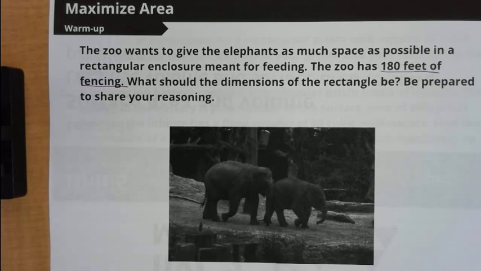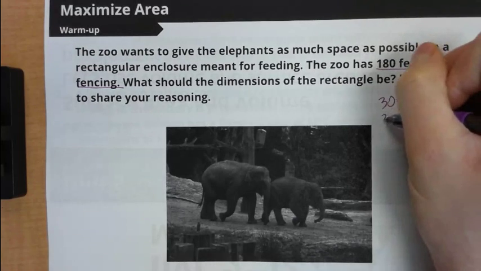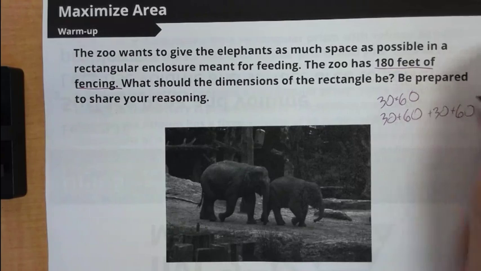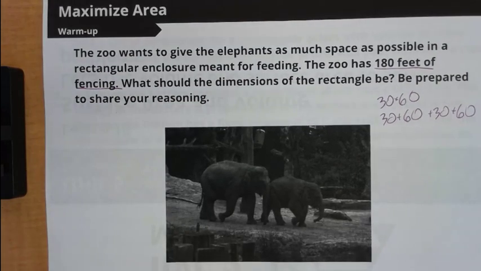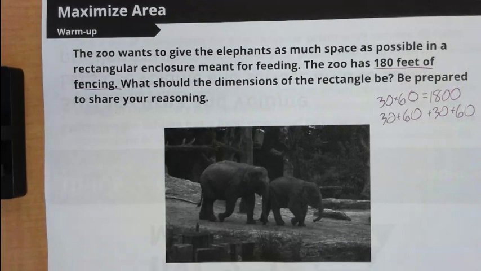It turns out that there are a lot of options you could use to do this. For instance, I could do 30 by 60. So a 30 by 60 enclosure would be 30 plus 60 is 90, plus another 30 and another 60. If I did 30 times 60, that would be 1,800 for my area, 1,800 square feet. So that's a pretty fair amount.